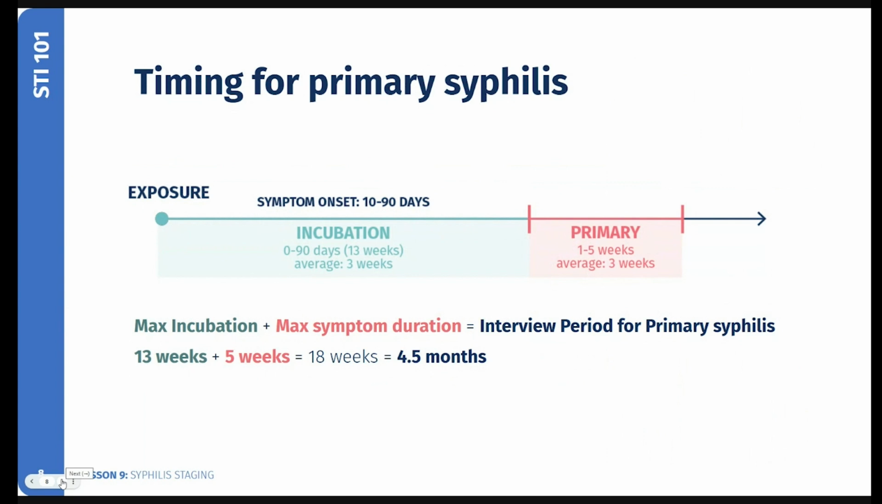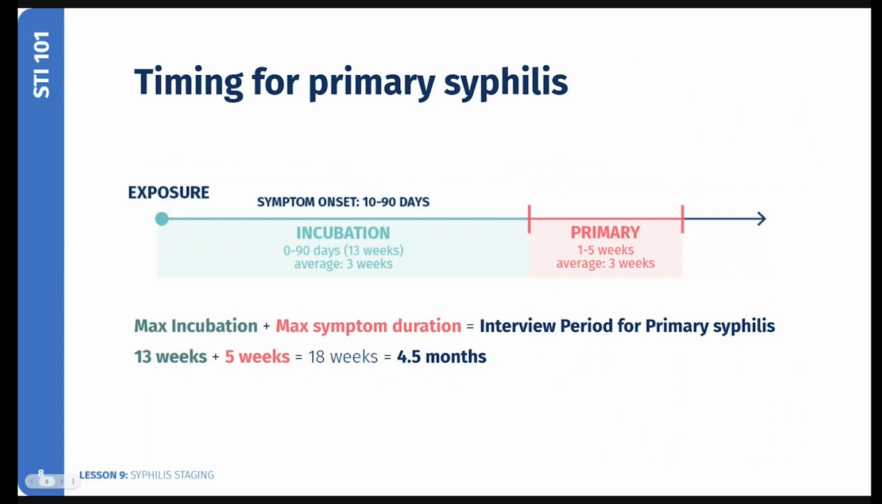For this reason, we need to include the maximum incubation period, which is 13 weeks, and we need to include the maximum duration of primary syphilis symptoms. Although a lesion was observed, we don't know when the lesion first appeared, so we can use the maximum duration of symptoms, or 5 weeks, in our calculation of the interview period. When we add these numbers together, we get 4.5 months before date of lesion.